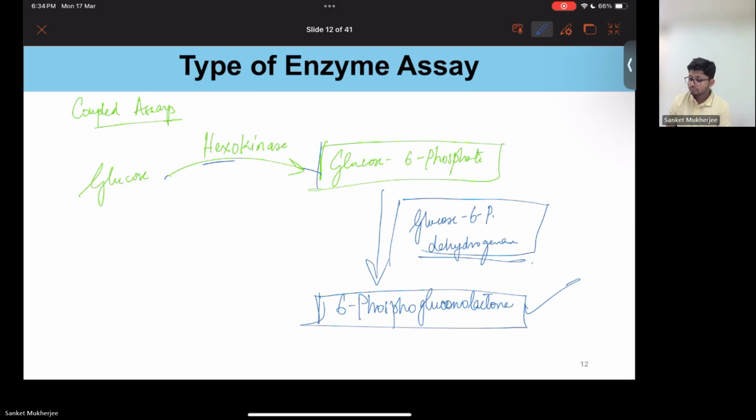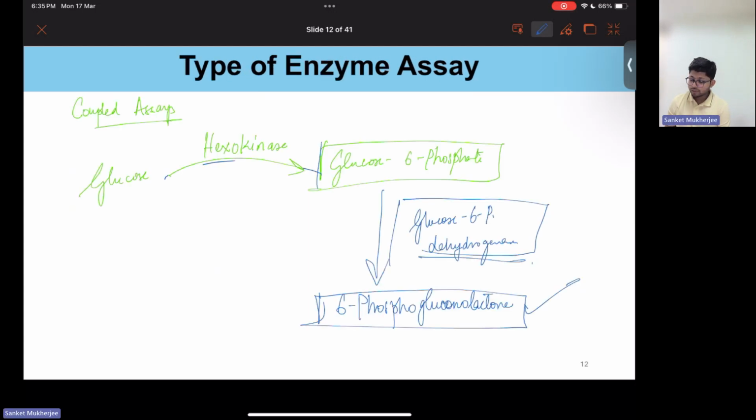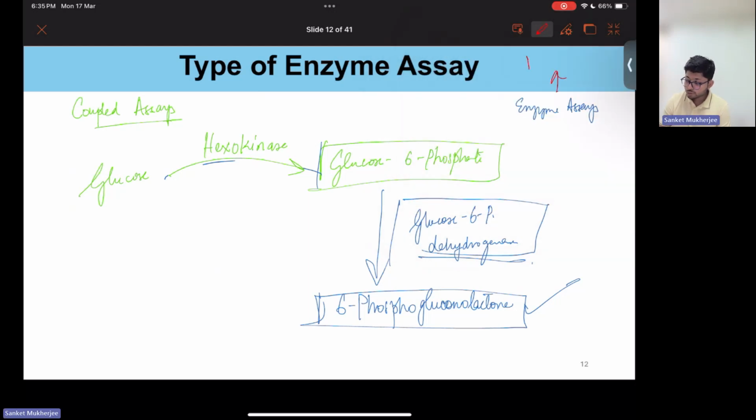Okay. Apart from this, enzyme assays could be photometric. That means the most preferred one, where you would see it using light. It could be fluorescence, absorbance, anything. It could be radiometric.